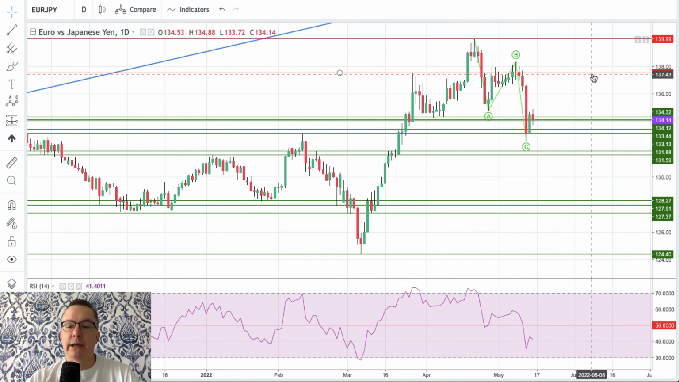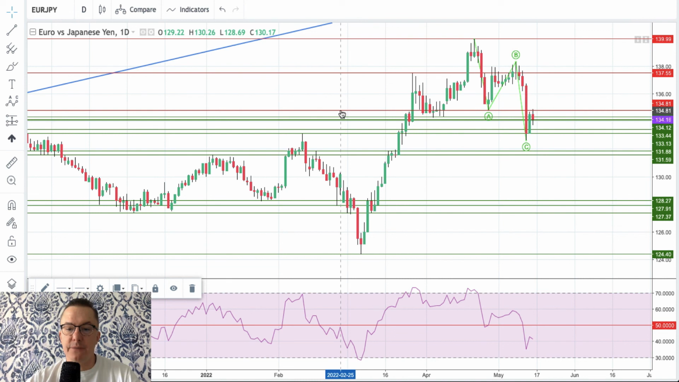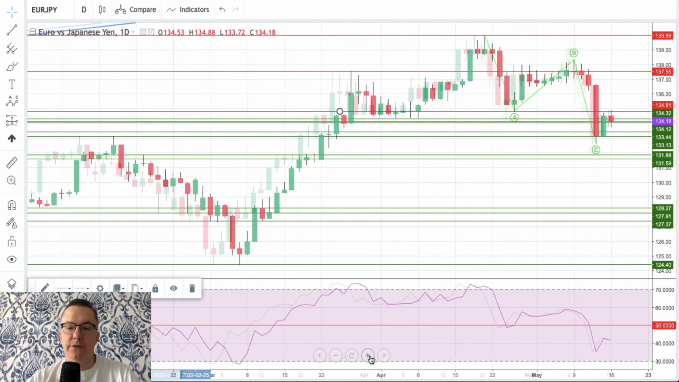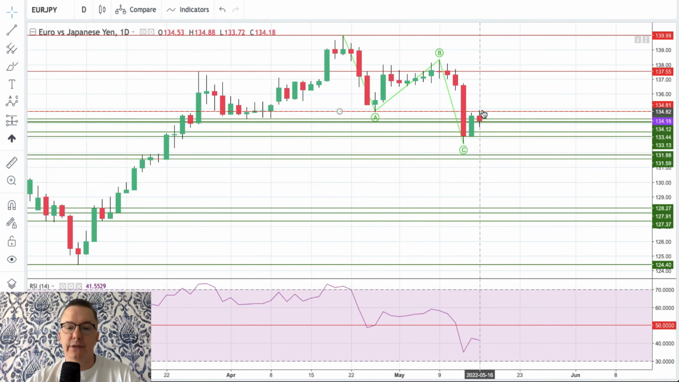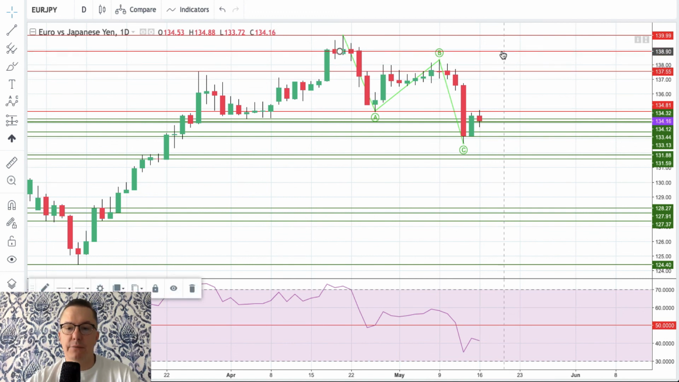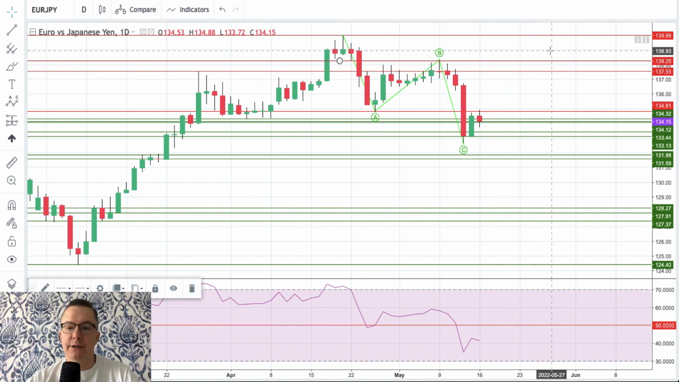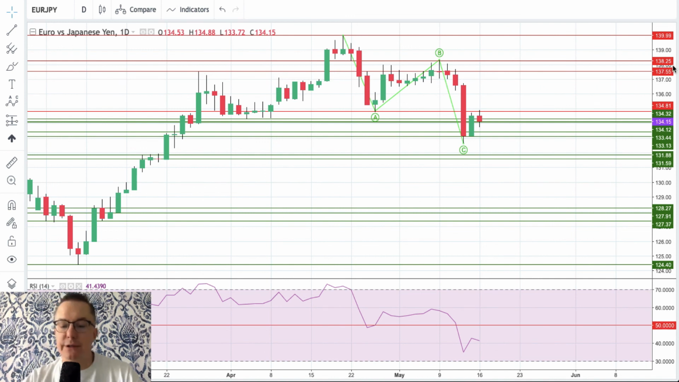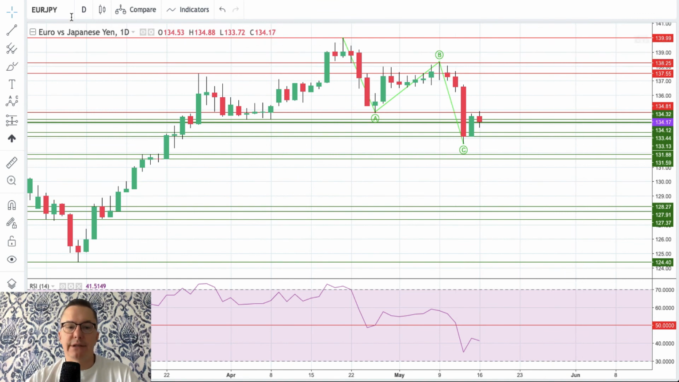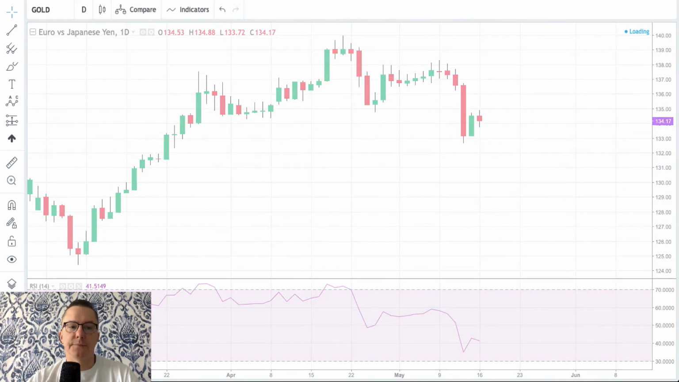The nearest immediate technical resistance is located at the lows of wave A, which is around the level of 134.76. So please keep an eye on this level, day traders, because any violation of this level would mean a test of the highs of wave B. We can put another line here, 138.25. So this is how the euro to the Japanese yen looks. Let's take a look at gold.